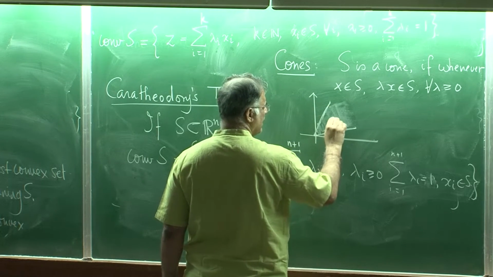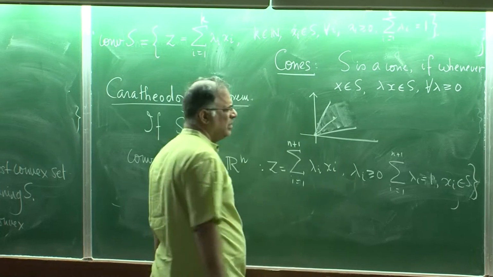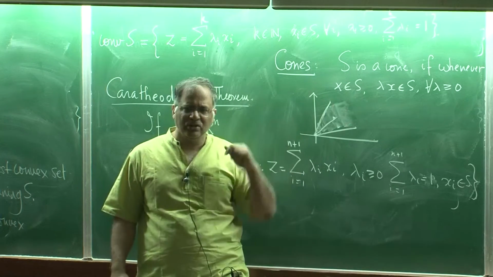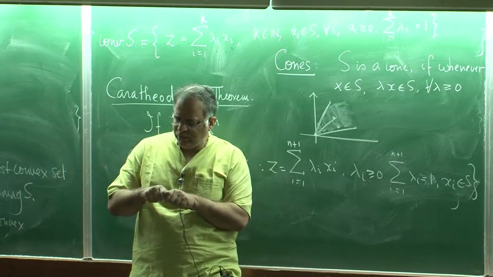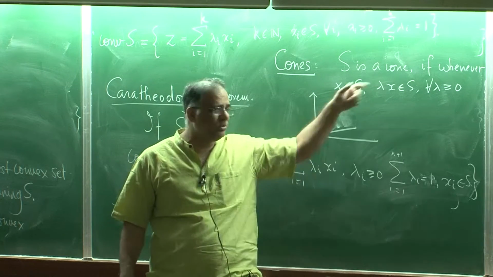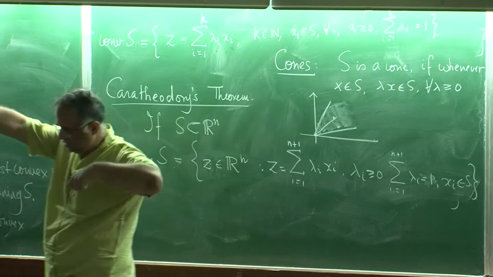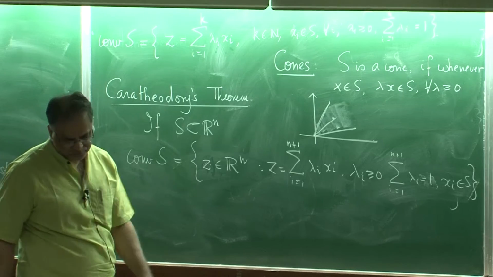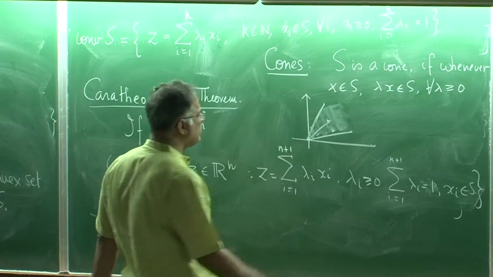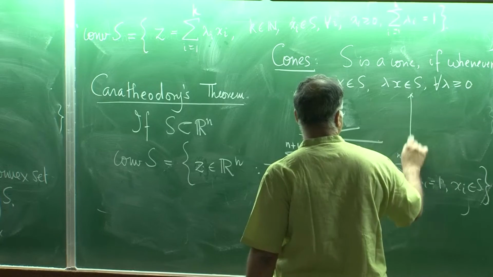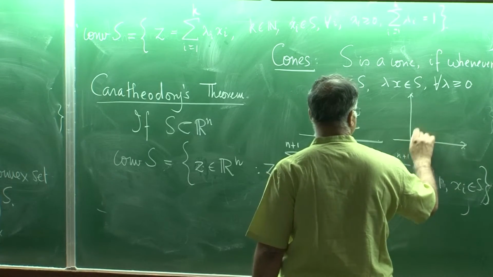So, if you take any x, what is the meaning of lambda x? It is nothing but a scalar multiplication of the vector. So, lambda x means either you are stretching the vector or you are shrinking the vector. If lambda is greater than 1, you stretch the vector, make it longer, or if lambda is less than 1, you shrink the vector. So, what I have drawn here is a convex cone, because this is a convex set finally. I can also have a non-convex cone.